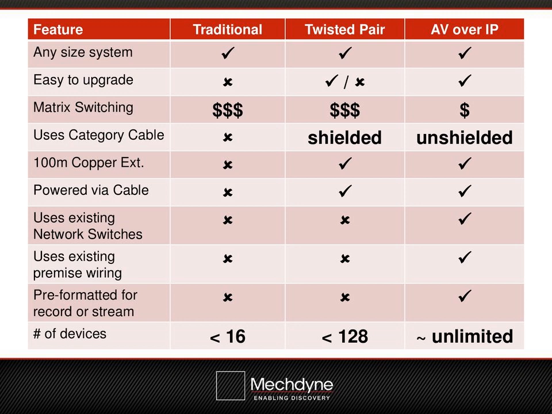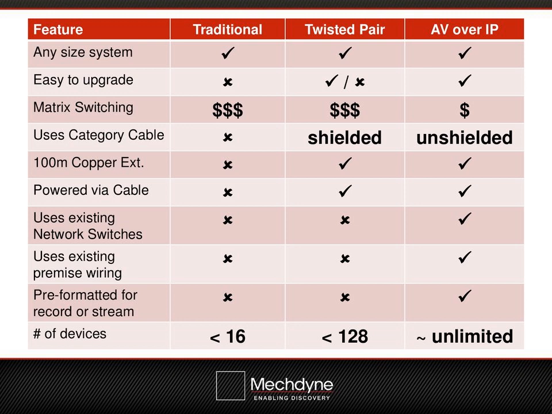Very, very expensive to do a large matrix switch in either a traditional or a twisted pair type solution, whereas AV over IP is relatively inexpensive. What type of cable do they use? Again, we talked about the benefits of category cable: its ease of use. Traditional is probably not going to use a category cable. Twisted pair, you probably need to use the more expensive and difficult to terminate shielded, or AV over IP is unshielded. How far can you extend it on a copper cable?